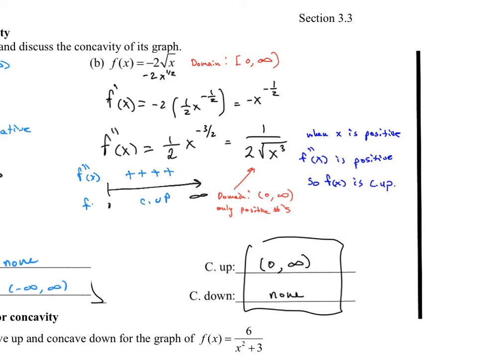So where's this function concave up? This function's concave up on the interval 0 to infinity. Notice that is a parentheses. We cannot include the number 0. And it's concave down nowhere.